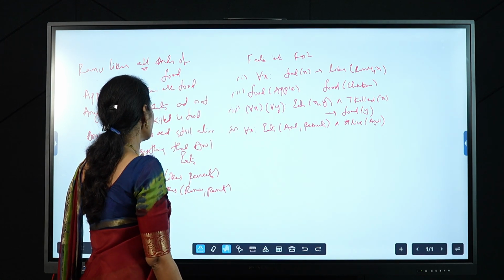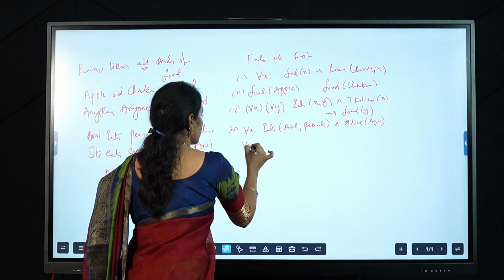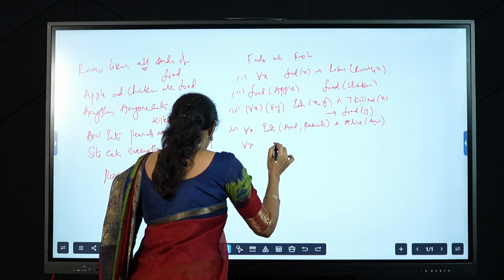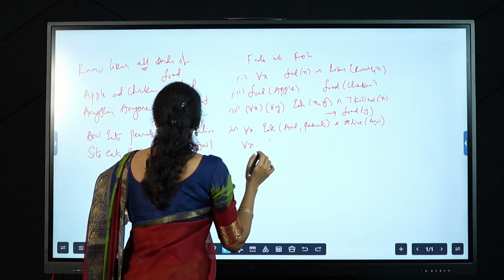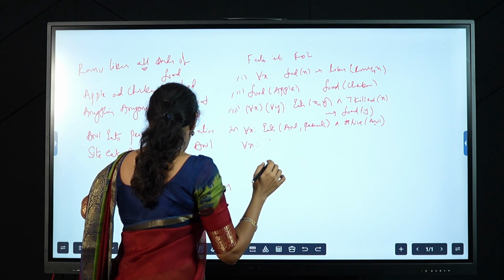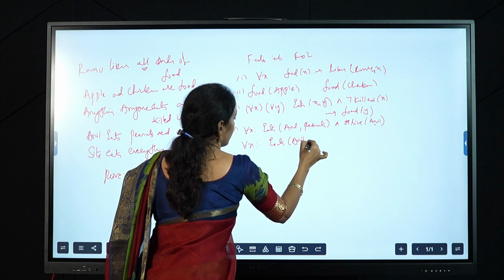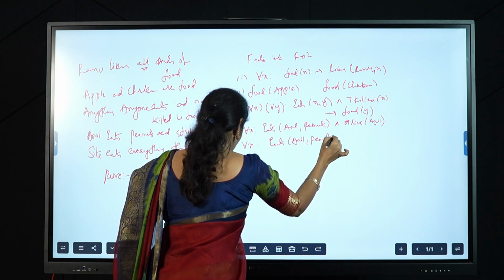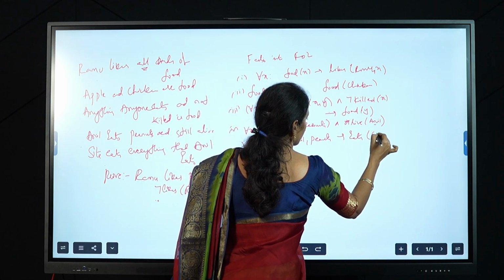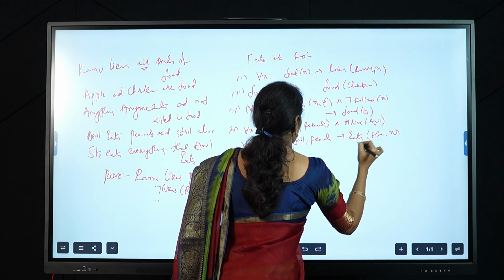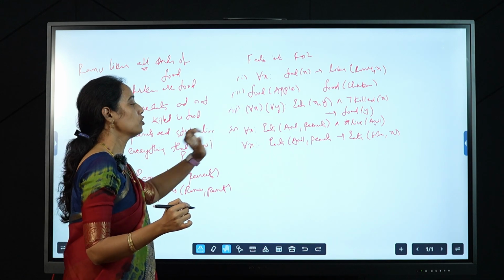Then, Sita eats everything that Anil eats. That is for all X, Sita eats everything that Anil eats. So eats(Anil, X), then who is going to eat? eats(Sita, X). In this way we are going to convert these facts into first order logic.